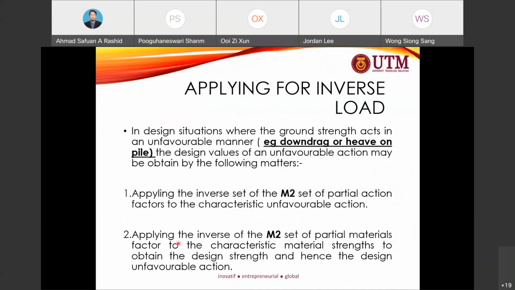So this is more related to certain situations, which I will not discuss in the example, just for general information, applying for inverse load. In design situations where the ground strength acts in an unfavourable manner, the design value of the unfavourable action may be obtained by the following methods. Applying the inverse of the M2 set of partial action factors to the characteristic unfavourable action, or applying the inverse of the M2 set of partial material factors to the characteristic material strength to obtain the design strength and hence the design unfavourable action.